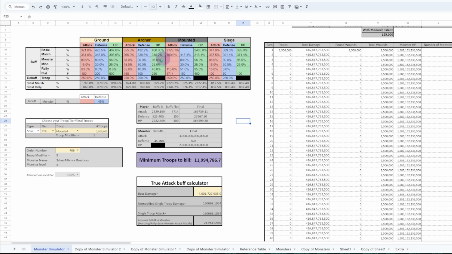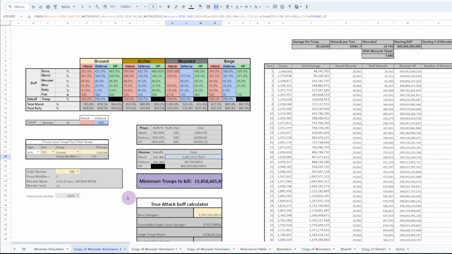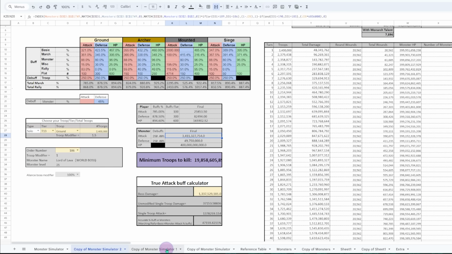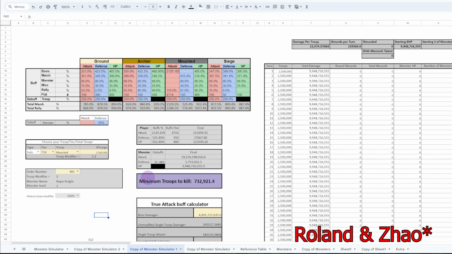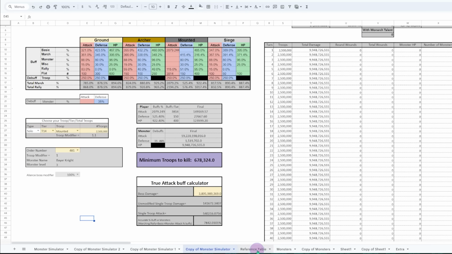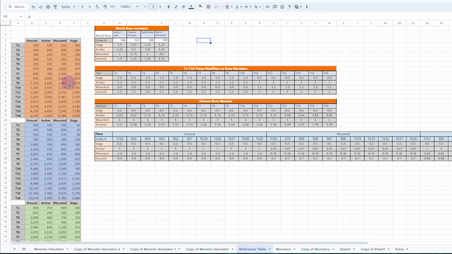So defense and HP are going to be much more challenging to get exact numbers on. However, most people just care about how many troops it takes to kill a monster. Now, if you notice these extra tabs down here, that is because when you're testing this out, to me, it's just easier to make an extra tab for your test. So here's the Lord Lava, the Bayard Knight when I did it with the Roland, and the Bayard Knight when I did it with the Bayo. The reference table is just going to have all the different values of all the different attack modifiers depending on what troops you're using.